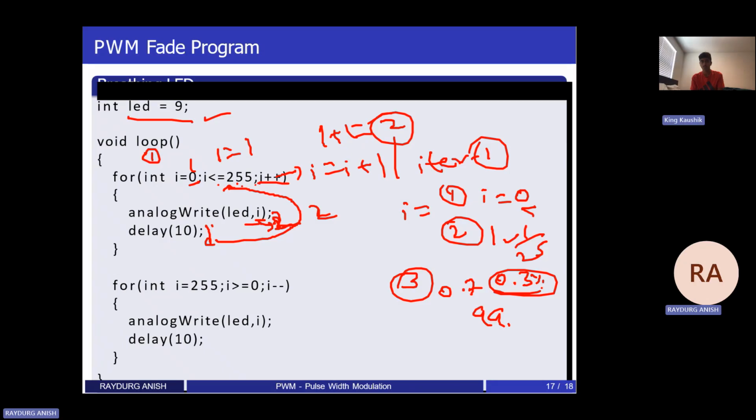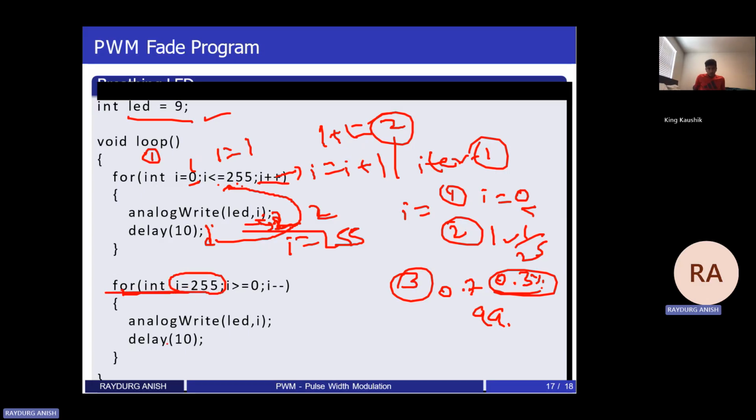So it is less than or equal to 255. Again it will increment, and again it will go inside, so it will write as 255. Now after the i value is 255, it checks, yes, it is less than or equal to 255, and then it gets incremented. It becomes 256. Now it doesn't go inside. It just stops.